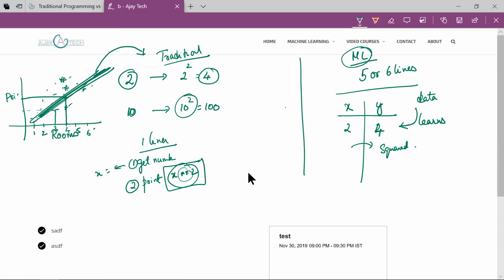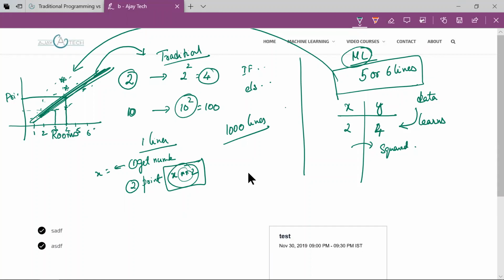Probably in traditional programming, you'll do a whole bunch of adjustments and arrive at a formula. It will take 1,000 lines or 2,000 lines. You'll do a whole bunch of if this, else this, do this. So many different lines. But with machine learning, the same 5 or 6 lines can solve a complicated problem like this. That is the beauty of machine learning.